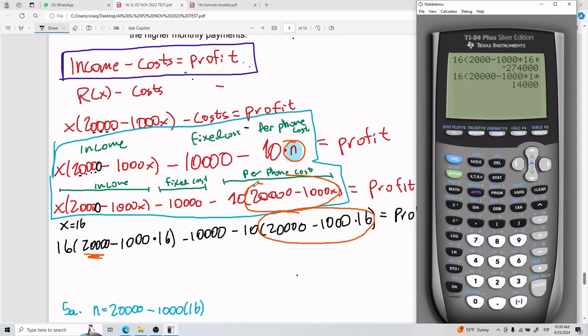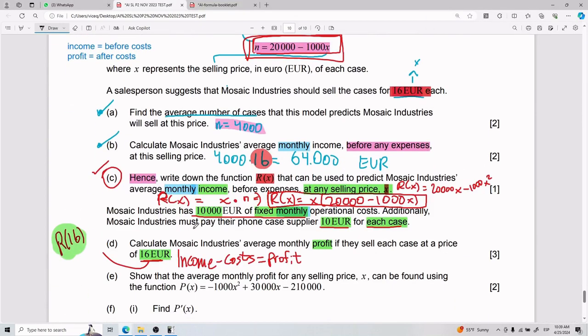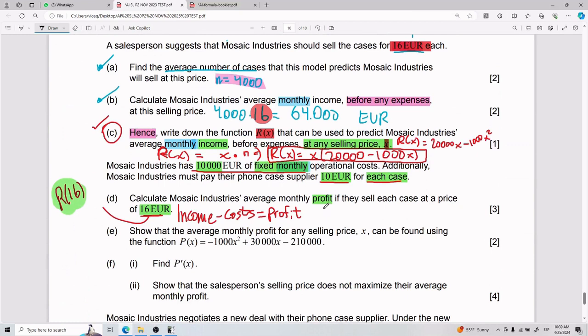There it is. This makes a little bit more sense. It's a positive value, so I'm going to trust it a little bit more. I'm glad I checked because clearly I was missing a 0 for the income. See? So anyways, that is for part D. So for part D, you would say that the profit equals 14,000 euro.